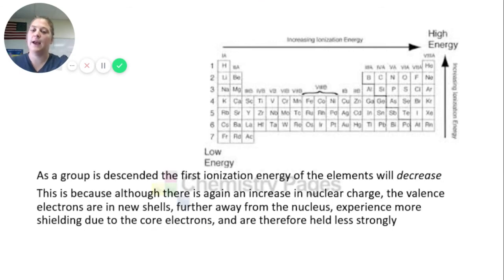All right, as we go down the group, our ionization energy will decrease because the distance from the nucleus is increasing. So while there is an increase in nuclear charge, there is also an increase in distance, and that increase in distance is going to be more important than your increase in nuclear charge. So because those valence electrons are shielded from feeling the core because of their distance from the nucleus, they are going to have lower ionization energies.